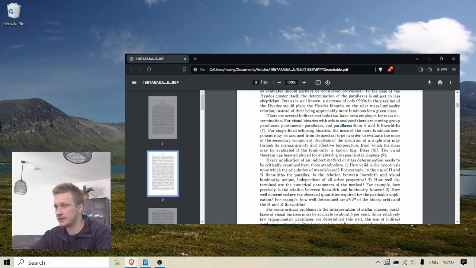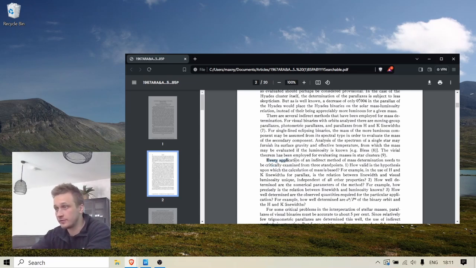And then here it talks about analysis of the spectrum of a single star may furnish its surface gravity and effective temperature. And then I think by using this HR diagram, which we were talking about, you can estimate the mass. Of course, I haven't dived into that, but I can see how you would need to examine it critically if you want to really understand your estimation and how accurate it is.